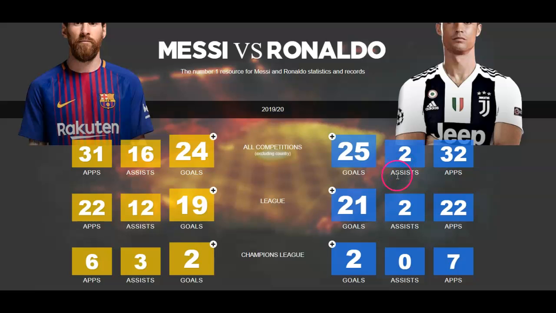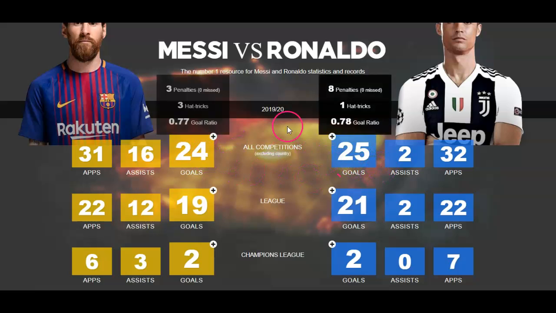And assists, for those of you who don't know, means they're the ones who led to the pass right before the goal. Like if someone's open, you pass the ball to them to get them a goal. So you're basically a reason your teammate scored. As you can see, Ronaldo only has 2. Messi has 16. That means he makes way more passes that lead to goals than Ronaldo does, right? And he only has 1 less goal than Ronaldo does.